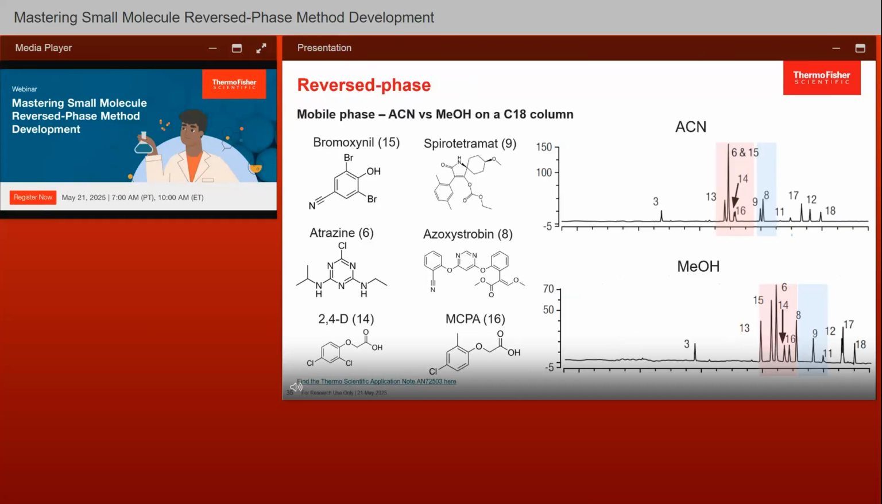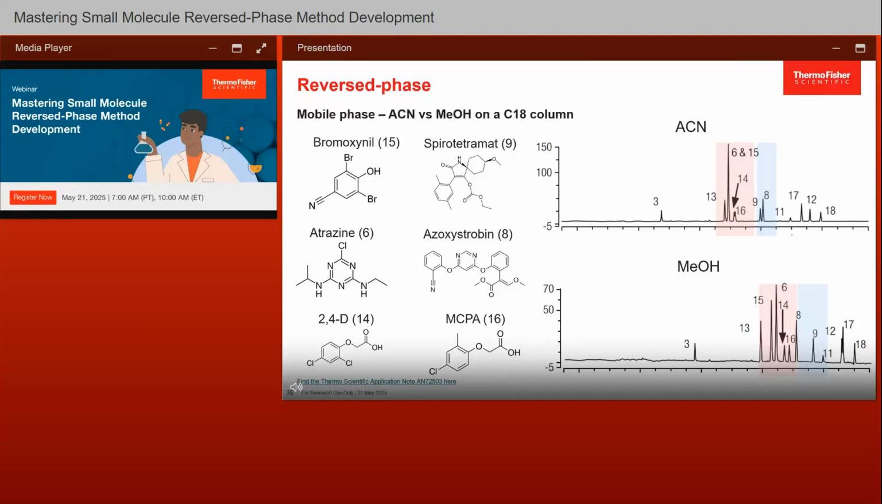So here's a nice example to see what happens when we swap different solvents. We can see the changes in chromatography when we move from acetonitrile to methanol. Because we changed the mobile phase, we're now altering the interaction that is happening inside the column. Here in this application, we're using a column to carry out the QC test for a pesticide standard. When we move from acetonitrile to methanol, we can see that the co-eluting peaks 6 and 15, as well as 14, 16, 8, and 9, are now resolved.